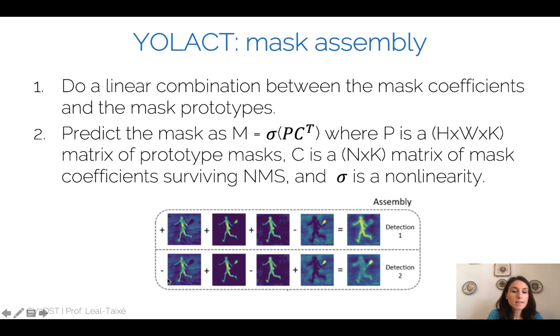And you can see that these are in fact the same prototypes that we use for both detections, and it's just about the coefficients, whether they're positive or negative, that actually define the final mask. And thanks to these coefficients, we can separate the person from the racket.